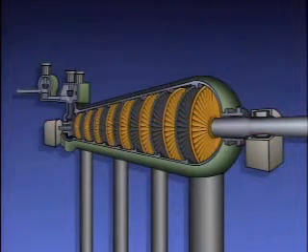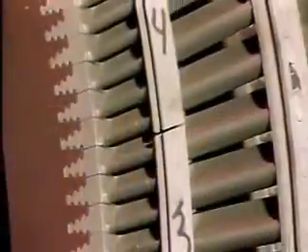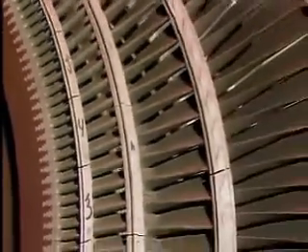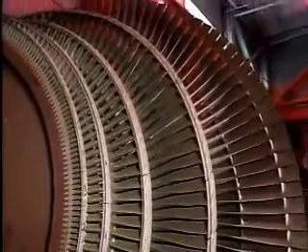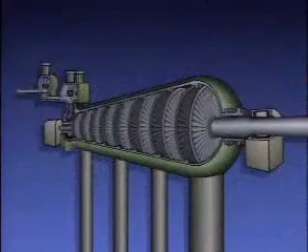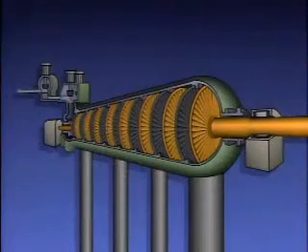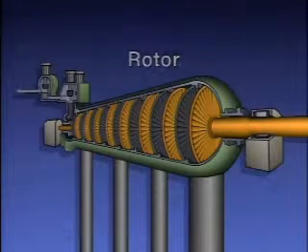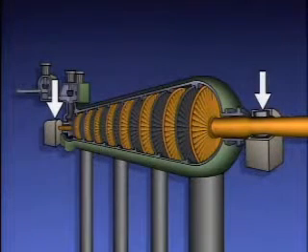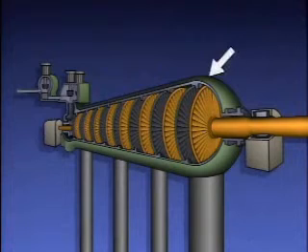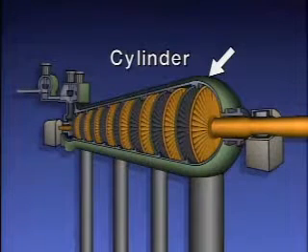The turbine wheels are connected to the shaft. A turbine wheel consists of a round hub and rotating blades, or buckets as they're sometimes called. The shaft and the wheels are collectively called the rotor. The rotor is supported by bearings and is housed in a casing which is sometimes referred to as a cylinder.